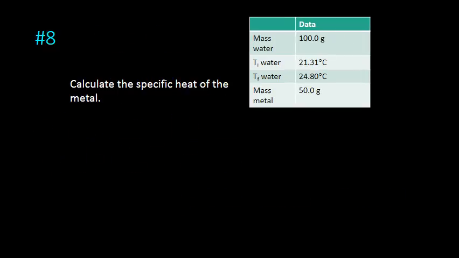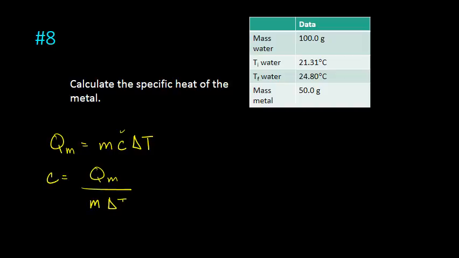We're now ready to calculate the specific heat of the metal. So we know Q of the metal, the mass of the metal. We don't know the specific heat of the metal, and we just figured out the change in temperature. I'm going to rearrange these for C. So C is going to equal the heat of the metal divided by the mass of the metal times the change in temperature. So that's 1460 divided by the mass of the metal, which is 50 grams.